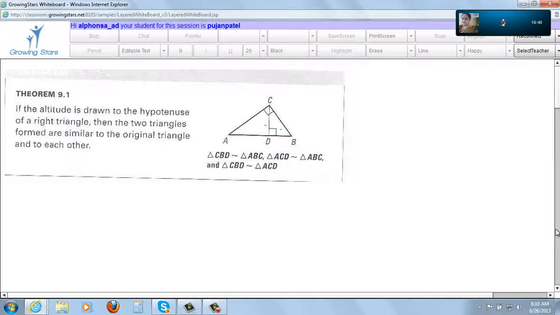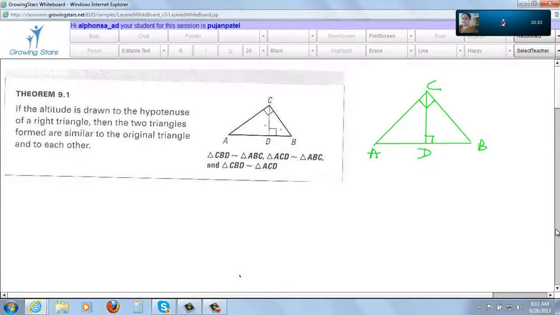So here what we have is a right triangle ACB to start with, with a right angle at C. And from the vertex which has the right angle, an altitude is dropped to the opposite side, that is, to the hypotenuse. Let it meet the hypotenuse at D, say. So now we have got three right triangles here.